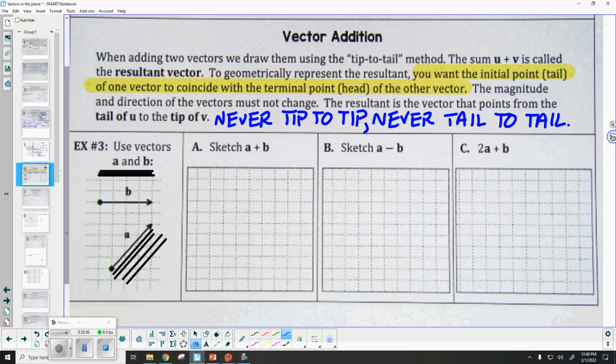Okay. Now, to geometrically represent the resultant, you want the initial point, the tail of one vector, to coincide with the terminal point, the head of the other. So let me go ahead and explain what's happening here. If you're going to do this graphically, we're going to use what's called the triangle method. There is such a thing as the parallelogram method. I'm not too worried about that right now. If anybody wants me to show them that at some point, I will, but we're just going to go with the triangle method.